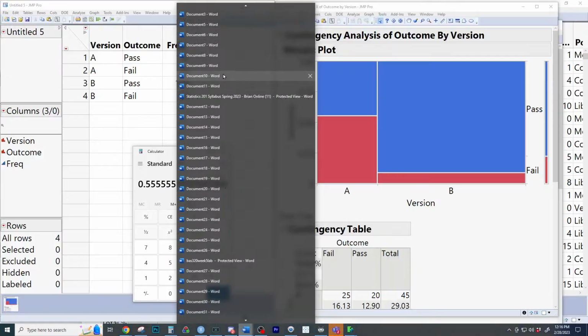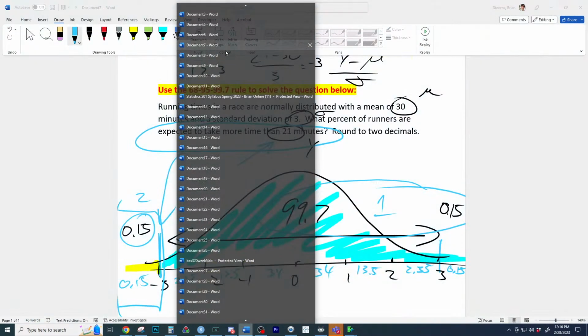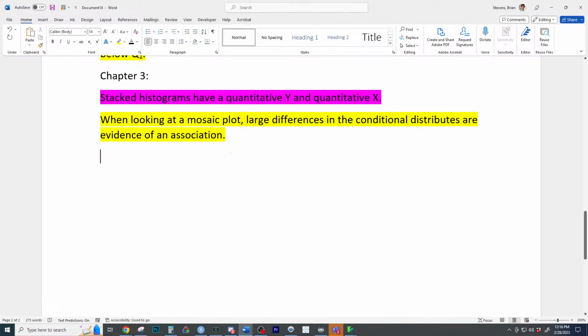Which document number are we on? Where did we put the true falses? Here we go.